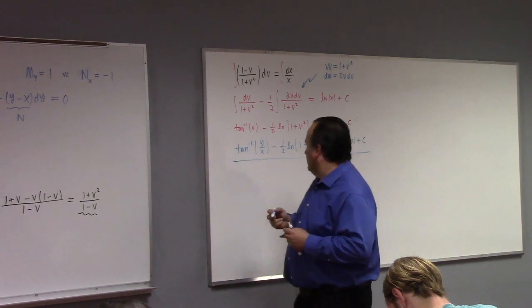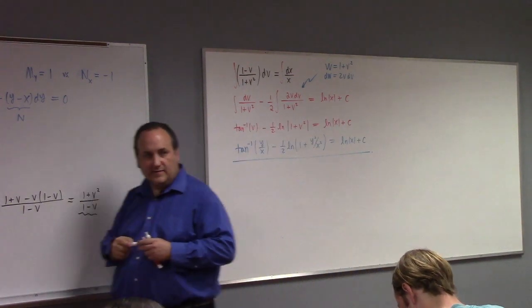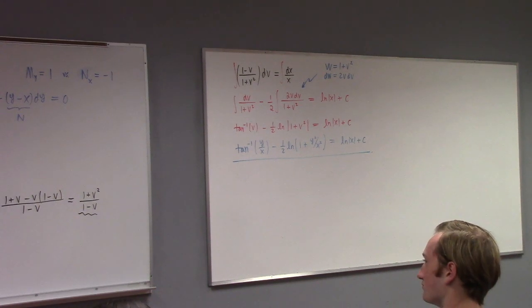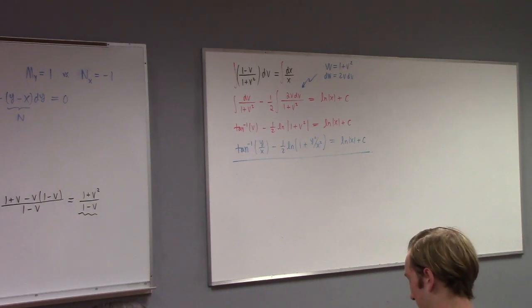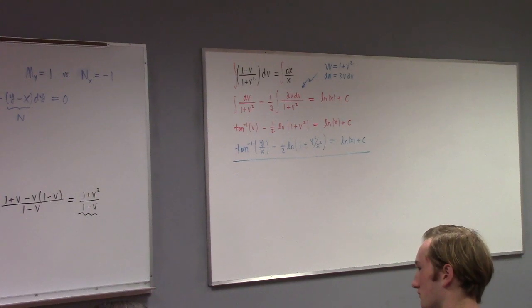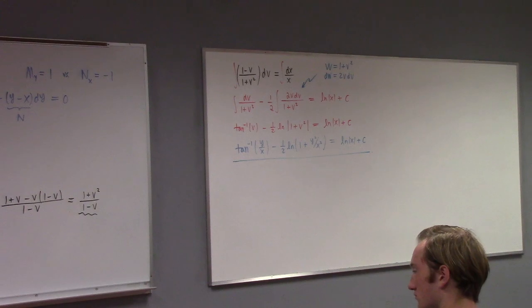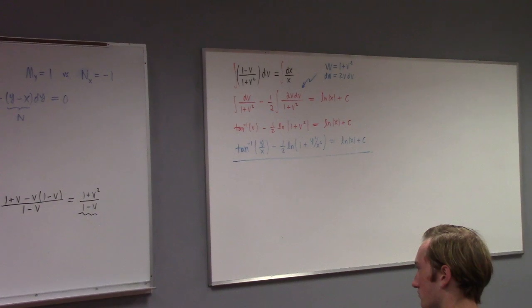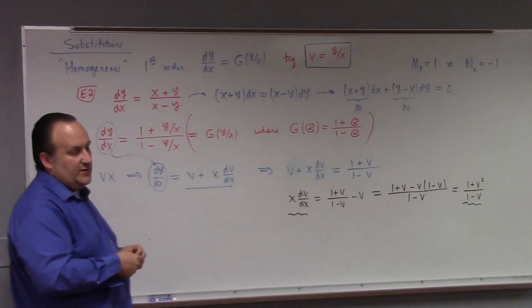I would recommend not trying to find the explicit solution here. We're going to be content to have an implicit solution because the likelihood of us solving for y is pretty slim, I think. Any questions? So if we come across a homogeneous equation, you try the y over x substitution, like this, v equals y over x.